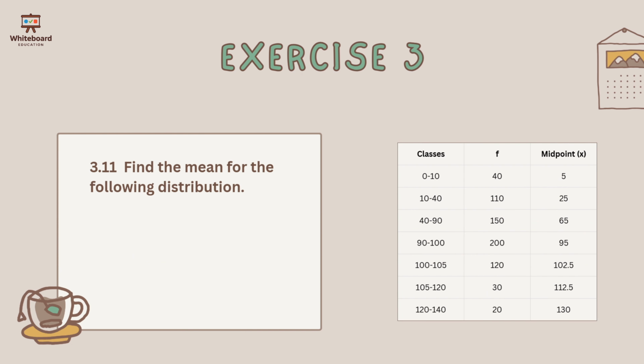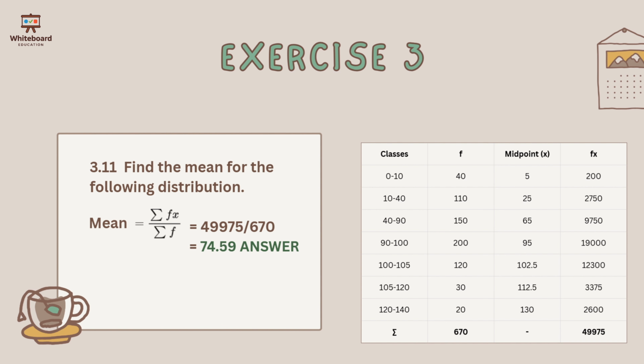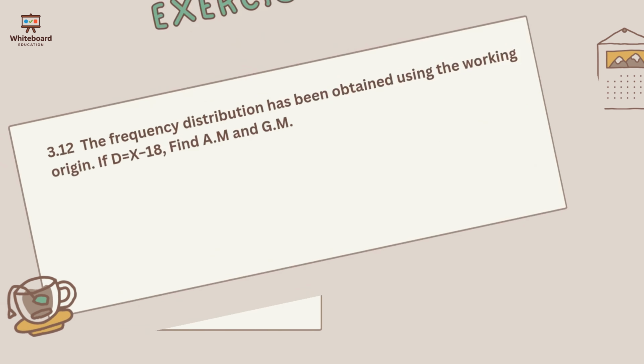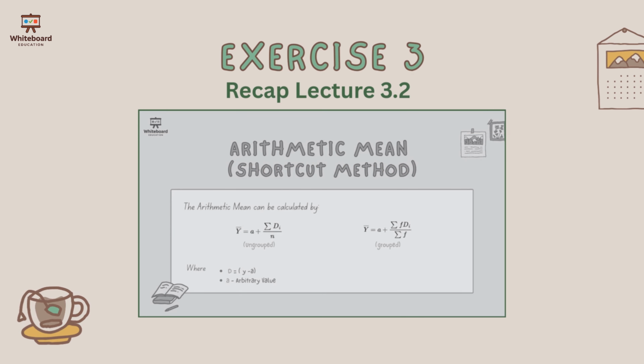Now we can find fx by multiplying the midpoint x and frequency f. Now we just need to take the summation of frequency and fx, as the formula of mean says summation fx over summation f. It equals 49,975 over 670, which is equal to 74.59. Now, be attentive for question 3.12. First I advise you to recap lecture 3.2 for better understanding.